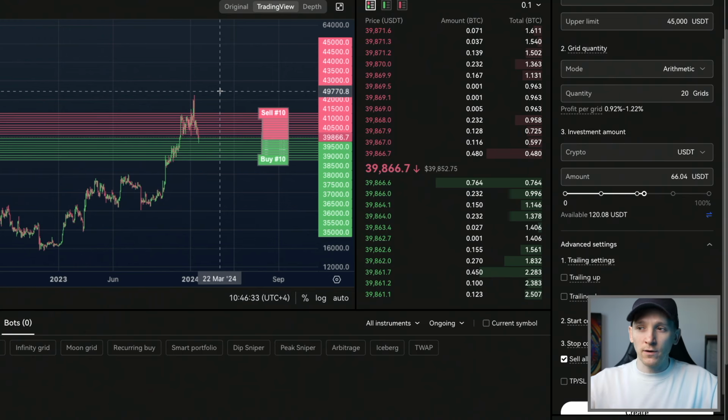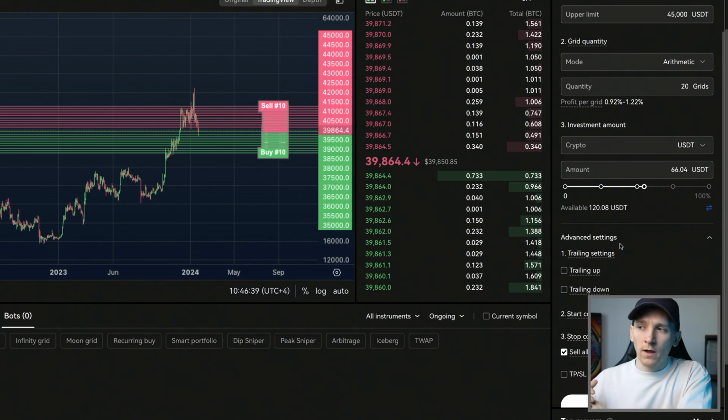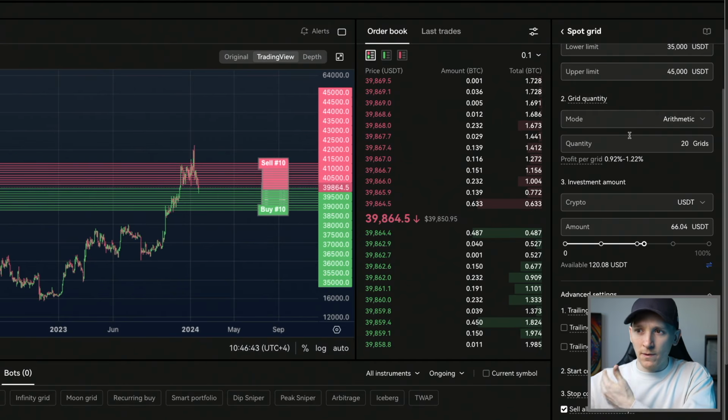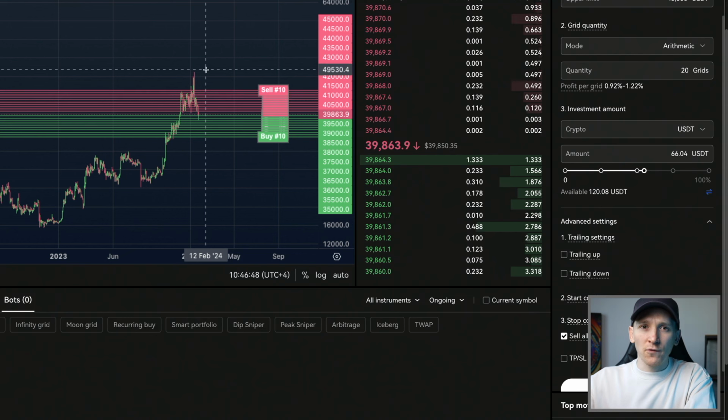There are some advanced settings on OKX as well, which you may need to look at. The first one is trailing settings. This one is actually attempting to trail the price either up or down. So if you're in a long bot, which this is, it's a spot cash settled bot, so we're going to be buying and selling, what you can do is trail up. So if the price moves up outside of your bot, the bot actually just trails it upwards.